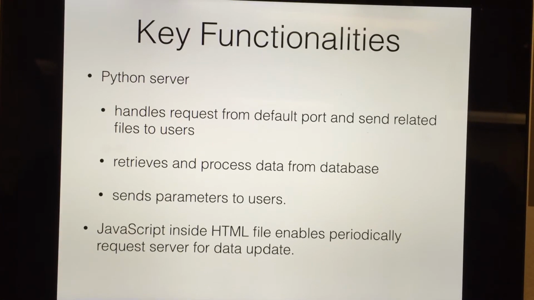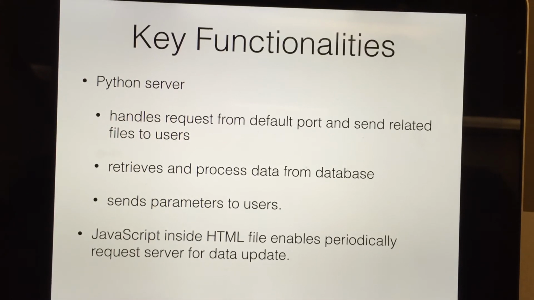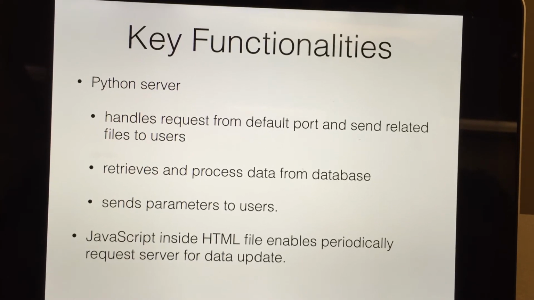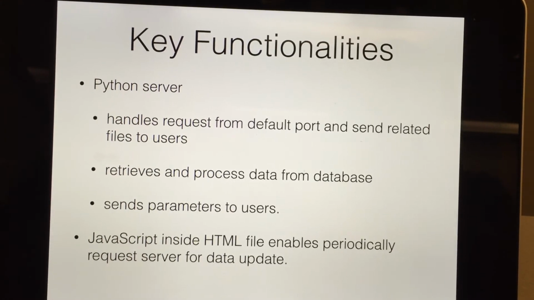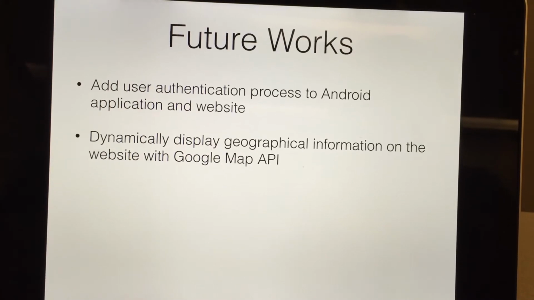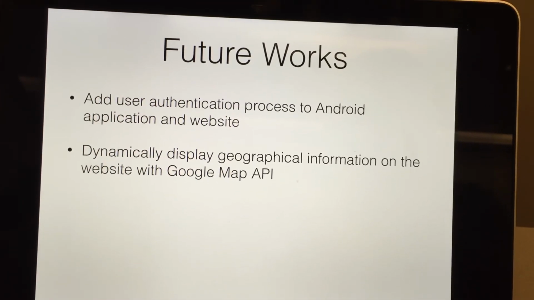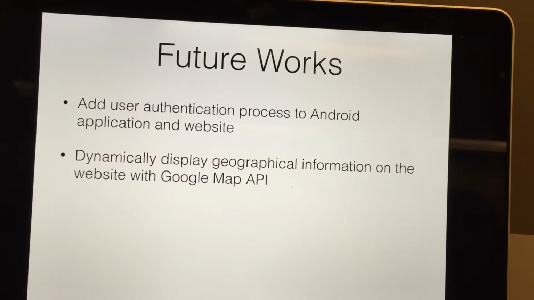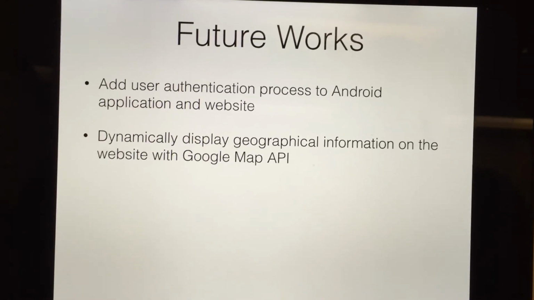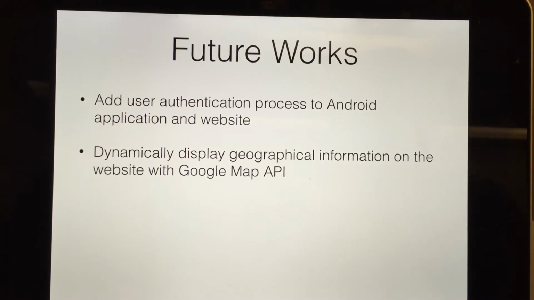The key functionalities of our web server are given below. We can handle requests from the default port and send related files to users, and we can retrieve and process data from the database and send the parameters to users. In the framework, we also added a user authentication process for the Android application and website, and we dynamically display geographical information on the website with the Google Map API.